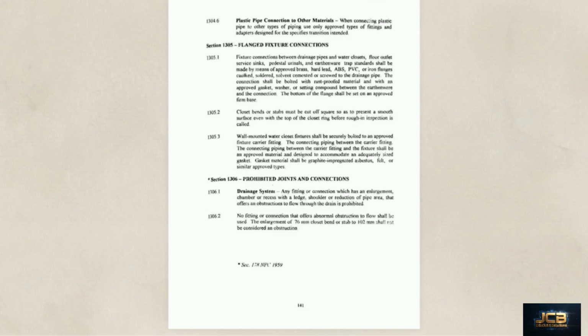Consequently, the code strictly prohibits any fitting or connection featuring an enlargement, a chamber, or a recess with a ledge or shoulder. These prohibited geometries act as abnormal obstructions. They create friction points that destroy laminar flow and guarantee eventual clogs and system failure. However, the code provides one highly specific geometric exception to the rule against enlargements. The enlargement of a 76 mm closet bend or stub to a 102 mm diameter is officially recognized as an acceptable transition, not an obstruction.